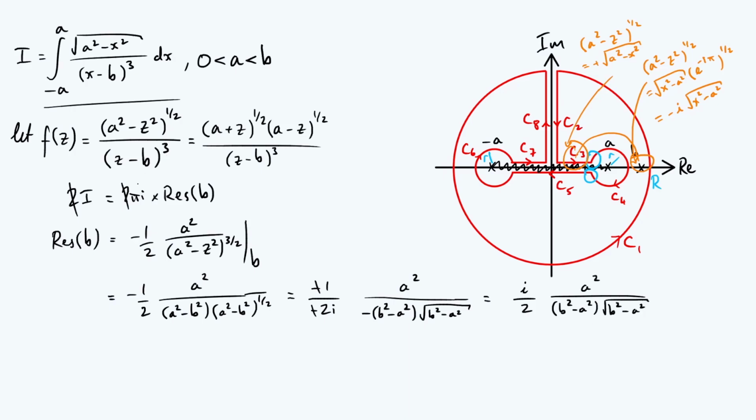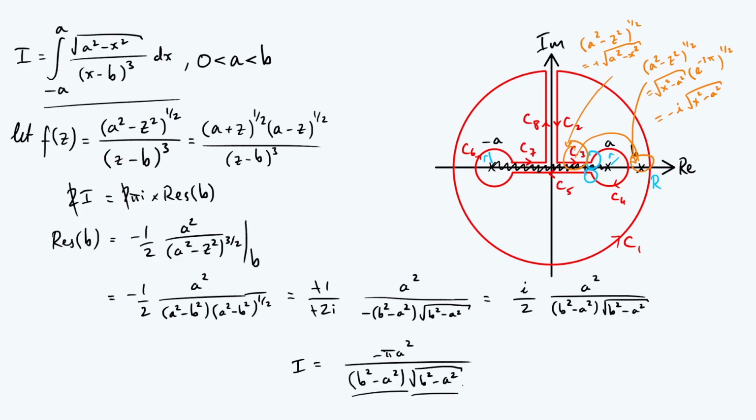And then don't forget, we have to multiply that whole thing by pi i. Multiplying by i will just make this i turn into a minus 1, and then we get an extra pi on the numerator. So our conclusion is our integral I is equal to minus pi a squared over b squared minus a squared times root of b squared minus a squared. As we said earlier, this is a positive quantity. The square root by definition is a positive quantity, and so we can clearly see that I is negative.